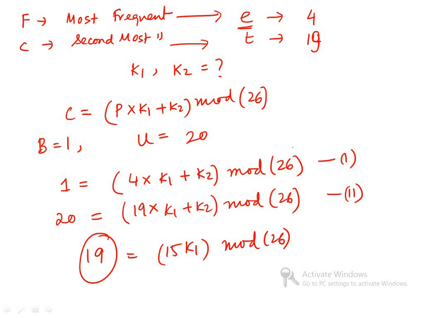Suppose I consider K1 as 3 and K2 as 15. Now if I substitute in the first equation itself, 4 multiplied by plain text, assuming 4 into 3 plus 15 mod 26.